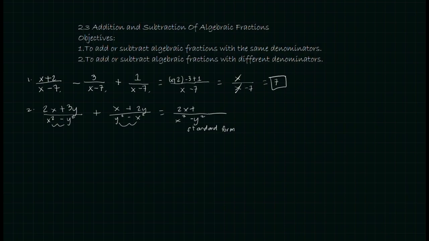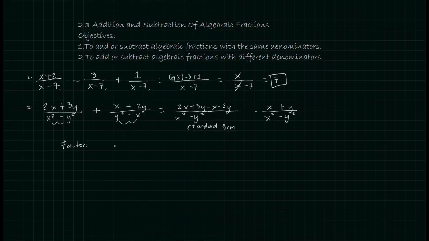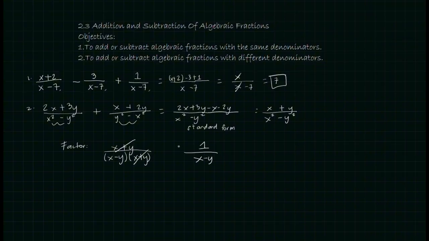Be careful with the signs, because it applies to the whole numerator, and that's why it becomes 2x plus 3y minus x minus 2y. Then, combine the terms, and it becomes x plus y over x squared minus y squared. The denominator x squared minus y squared is a difference of squares, so we factor it: x plus y over x minus y, x plus y. Now, we cancel out the common factor, and the final answer is 1 over x minus y.